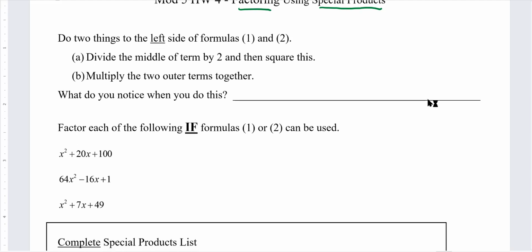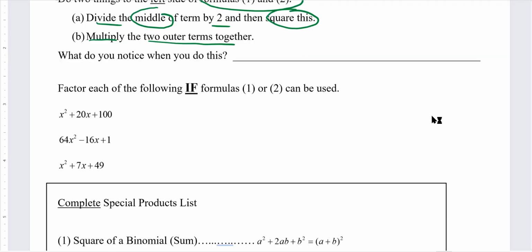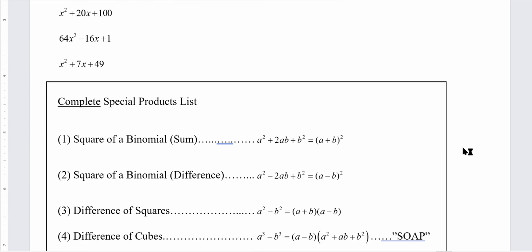So let's look at the beginning here. We're going to look at formulas 1 and 2. We're going to do the following. We're going to take the middle term of formula 2, divide that by 2, and then square what we get. And after that, we're going to multiply the two outer terms together. So let's do that. We'll take the middle term, divide that by 2, and then take that answer and square it.